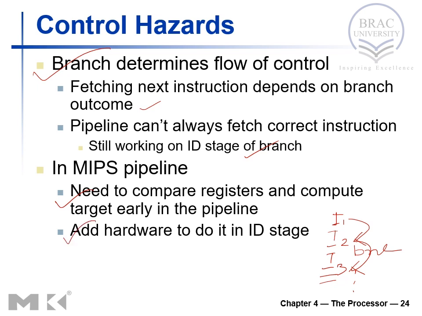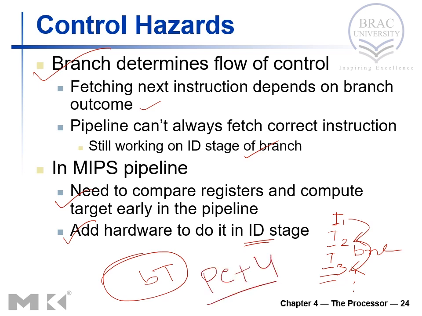This is one option. If we can add hardware in the instruction decode stage, it could perform the test and tell that this is a branch instruction and the branch will be taken. So the next instruction will be from the branch target address, not from PC plus 4. But for that we need to add extra hardware there.